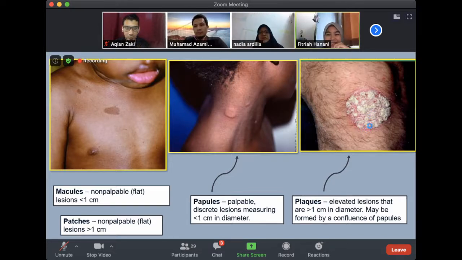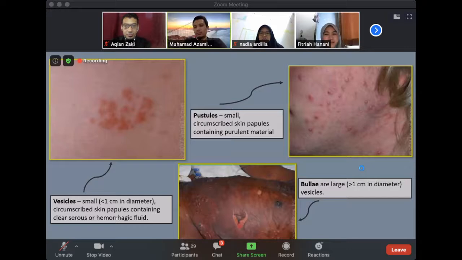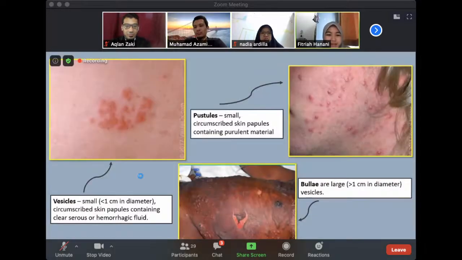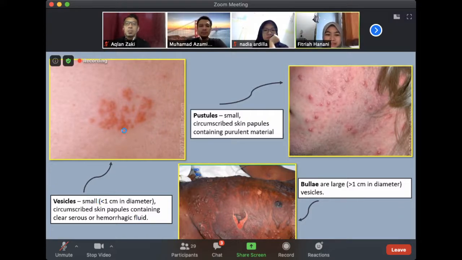Okay. So for the plaques, it is more than 1 cm in diameter, and this is a picture of a patient with psoriasis. So we go to the fluid-filled rash, which consists of vesicles, bullae, and also pustules. The vesicle or bullae contains a clear serous or hemorrhagic fluid. A vesicle is less than 1 cm, and a bulla is more than 1 cm. So it is basically a larger vesicle.